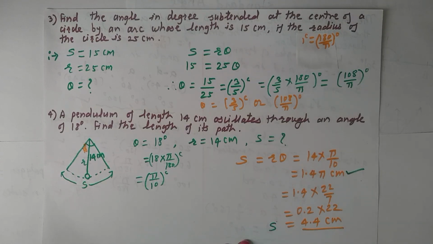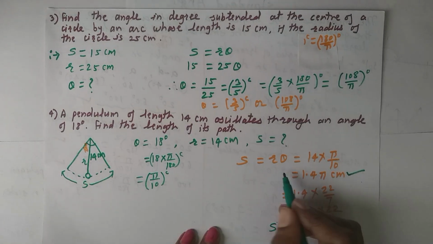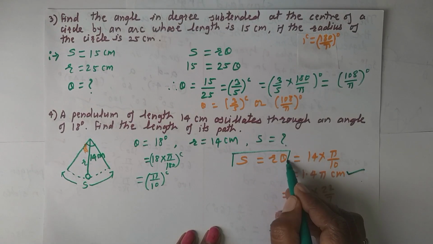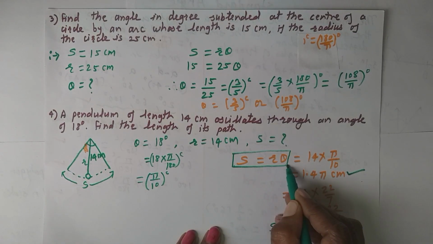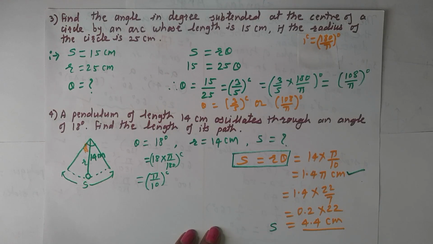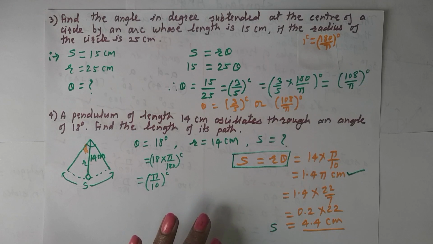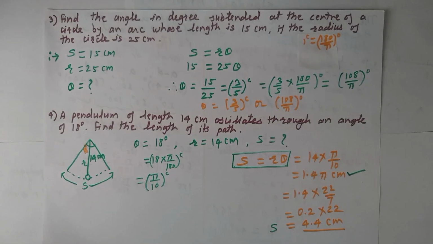If you know this formula of arc length, that is S is equal to r theta, then it is very easy to solve the problems on arc length. You only remember that in such type of problems, theta is always in radians. If theta is given in degree, first you have to convert that angle into radians and then solve the problems.